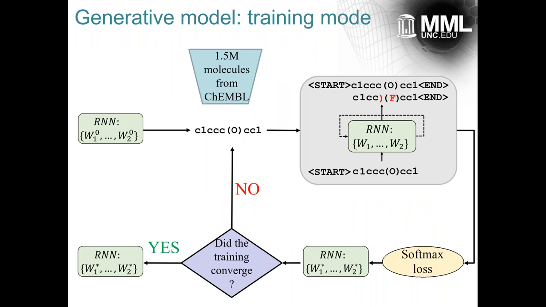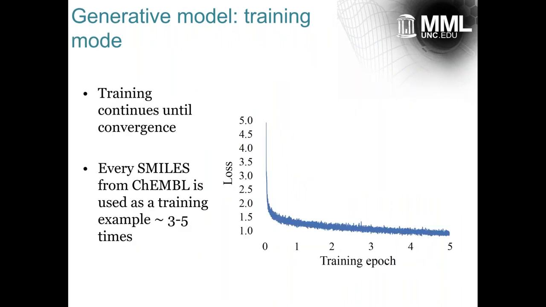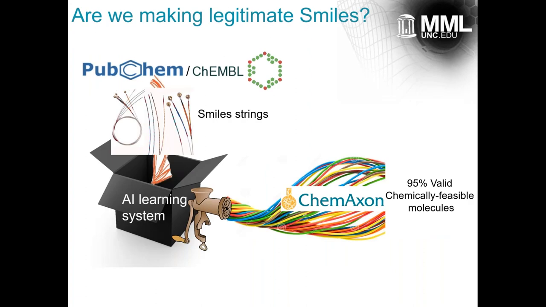I'll probably skip, in the interest of time, how this methodology works since it's been published. This is just to show that it's a methodology that gradually converges to a small error as we continue to generate new SMILES. We look at how similar they are to the historically known SMILES, and that's an error function that's been trained and minimized in the process of training.